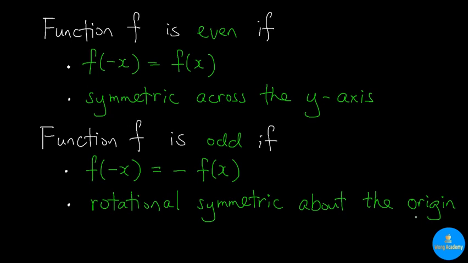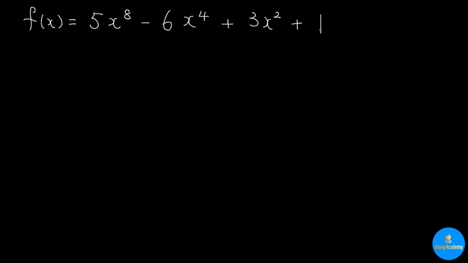We now understand the definitions and properties of even and odd functions. But why do they have such a weird name? Let's take a look at some polynomials. For example, f(x) is equal to 5x to the power 8 minus 6x to the power 4 plus 3x squared plus 1. This polynomial is an even function.